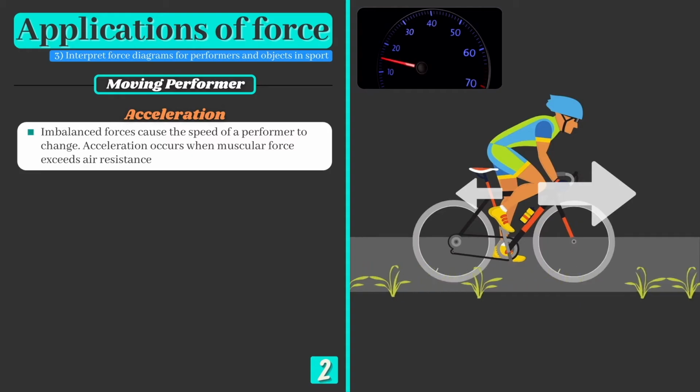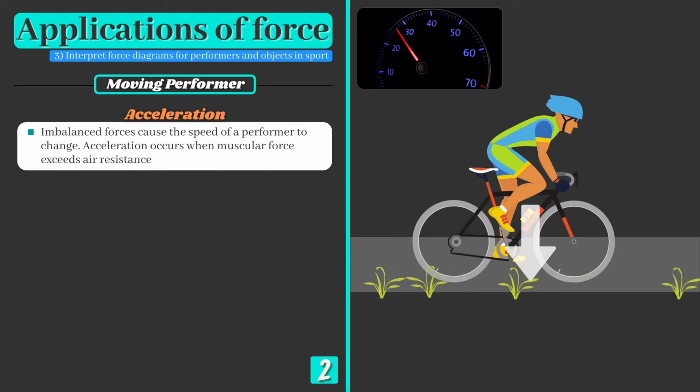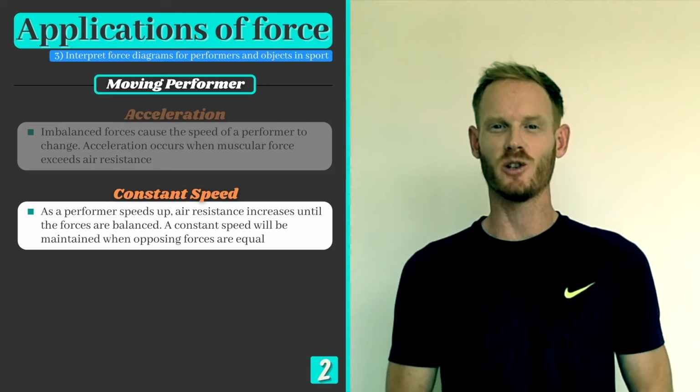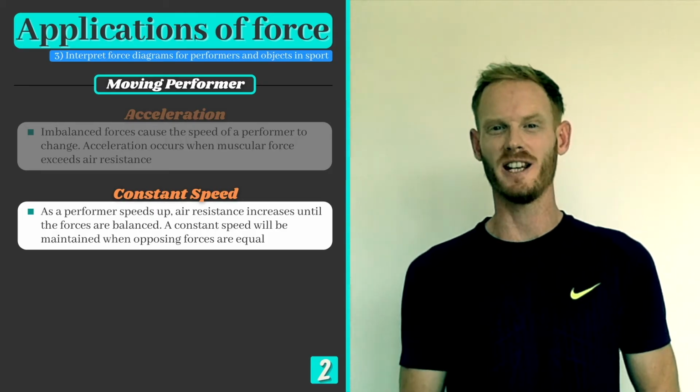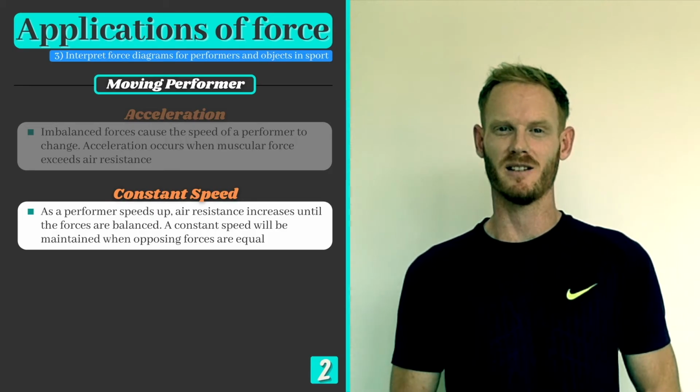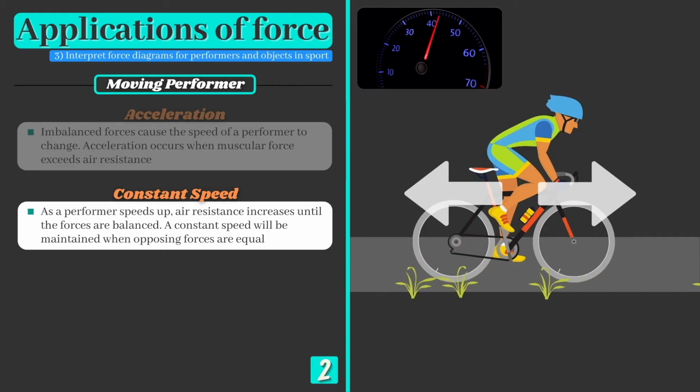As you can see by the size of the arrows, the forces are imbalanced, and as muscular force exceeds air resistance, the cyclist will speed up or accelerate. The force of gravity also acts upon the cyclist here, but it's balanced by an equal and opposite ground reaction force. As the cyclist continues to accelerate, air resistance increases until the forces are balanced. If neither opposing force exceeds the other, a constant speed will be maintained.